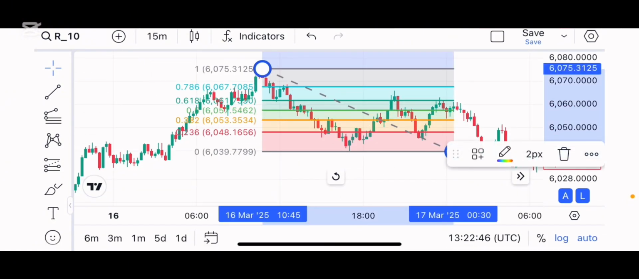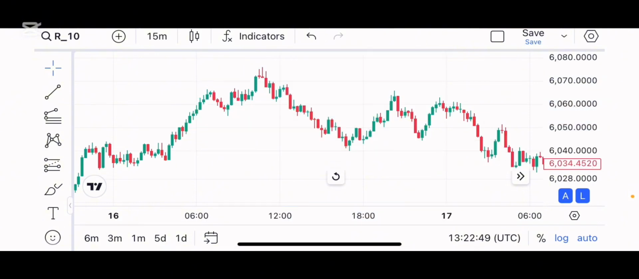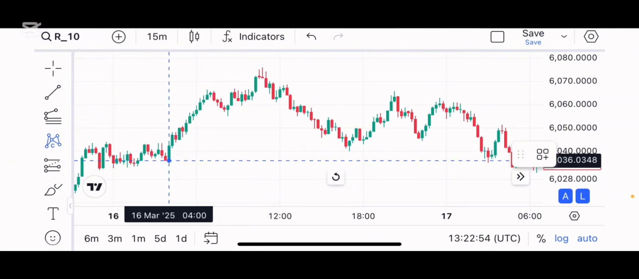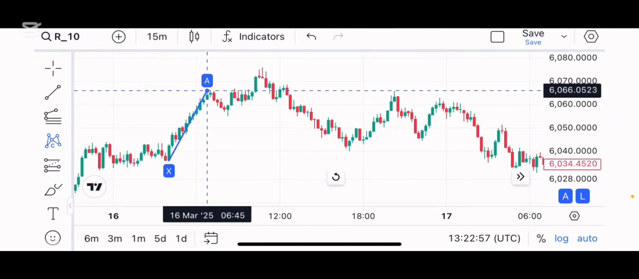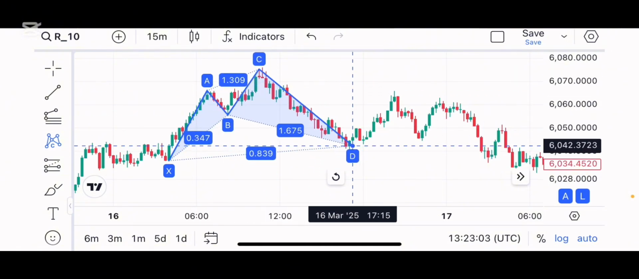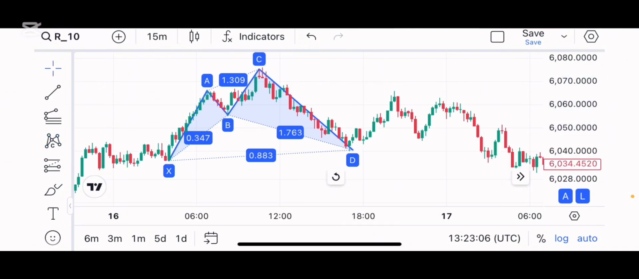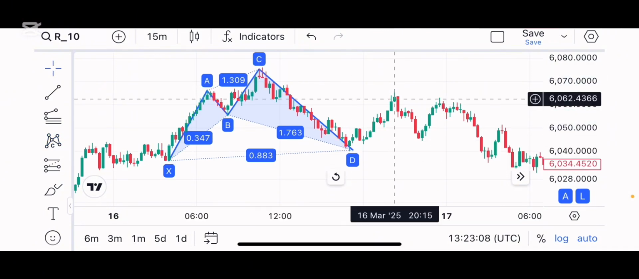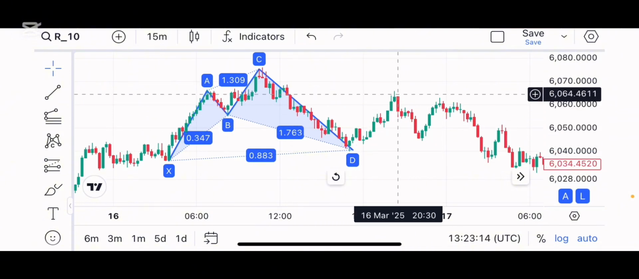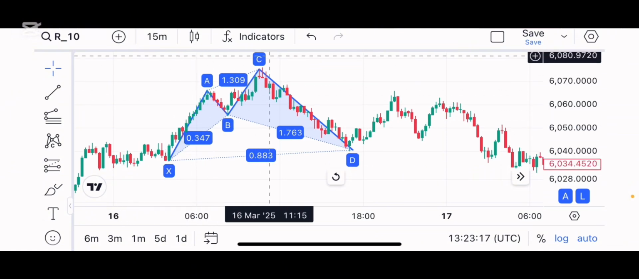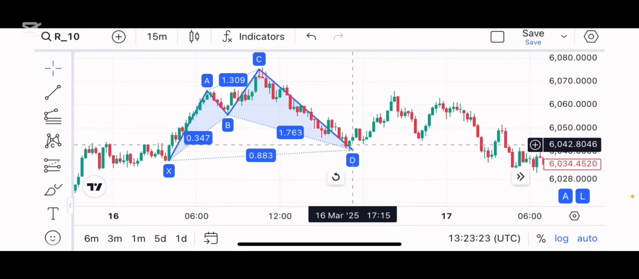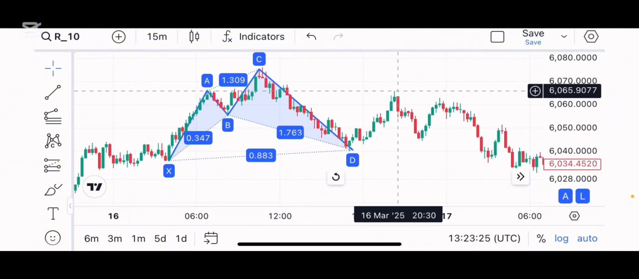Okay, so just to make it a little bit clearer, I can just put the Cypher pattern here, so you can see clearer. Put this here and drop it. So this is how the Cypher pattern looks. This is the leg we traded and made the profit on in this particular place. Basically these patterns are like M structures, but we're not trading this last leg of the M, we're trading after the finished leg of the M, with very specific Fibonacci ratios.